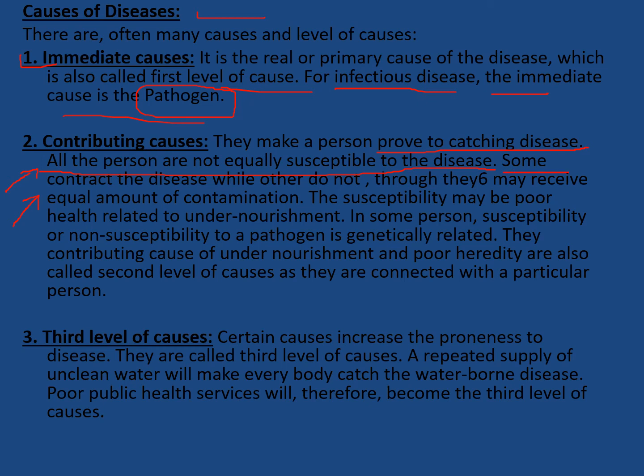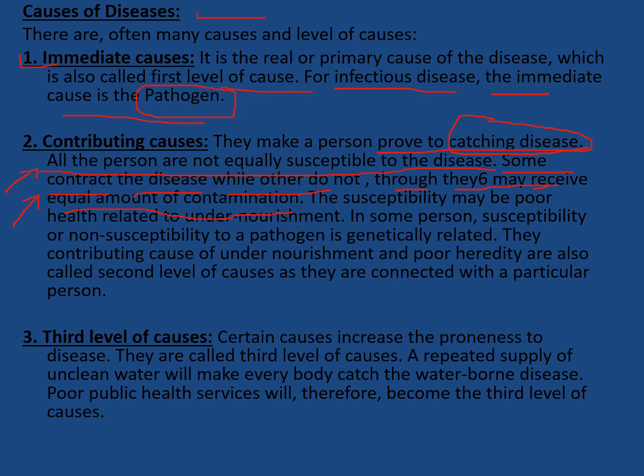Look here, some contract the disease while the others do not. True, they may receive an equal amount of the contamination. That's why after catching the disease, the immune system of some persons is very weak. Because of that, they can easily show the symptoms of the disease. Why? Because their immune system is very weak. And other persons, after catching the disease, are not showing it, because their immune system is too strong, and this immune system can easily suppress the disease.